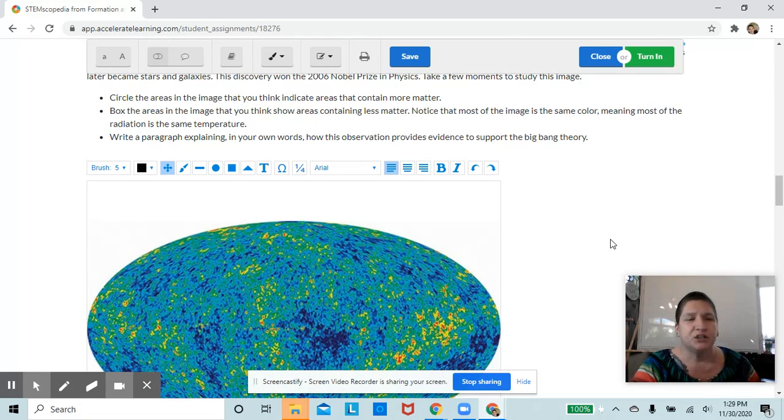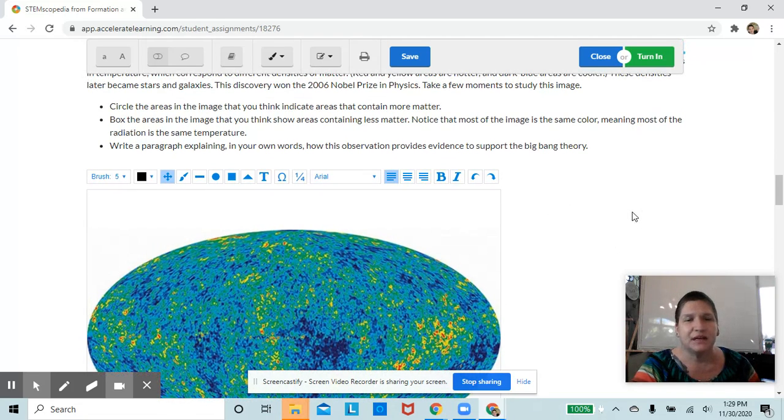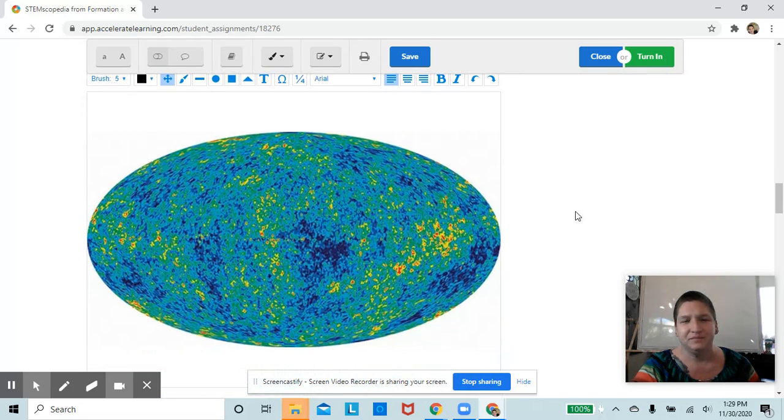Circle the areas in the image that you think indicate areas that contain more matter. Box the areas in the image that you think show areas containing less matter. Notice that most of the image is the same color, meaning most of the radiation is the same temperature. Write a paragraph explaining, in your own words, how this observation provides evidence to support the Big Bang theory.